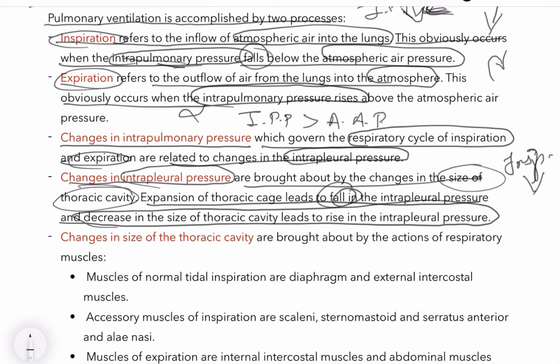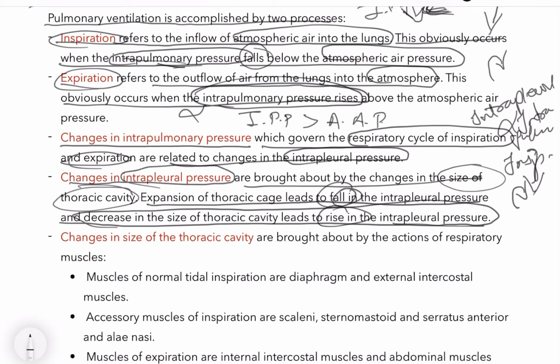In the same way, the size of the thoracic cavity will decrease when there is outflow of air, that is expiration. So when there is expiration, there is a rise in the intrapleural pressure. If the intrapleural pressure rises, obviously, as we have seen in expiration, the intrapulmonary pressure will also rise. So remember that intrapleural pressure is directly proportional to intrapulmonary pressure. If one decreases, the other is also going to decrease. If one increases, the other is also going to increase.